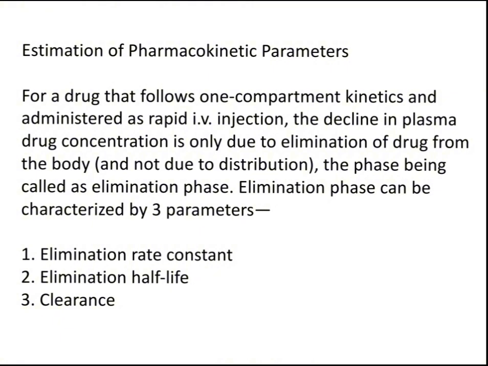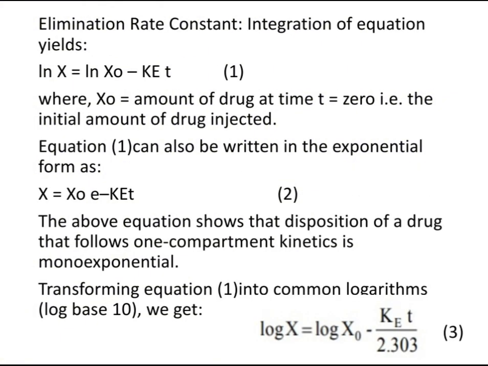Third, clearance. Elimination rate constant. Integration of the equation gives ln X = ln X0 - Ket, equation 1, where X0 is the amount of drug at time t = 0, that is, the initial amount of drug injected. Equation 1 can also be written in the exponential form X = X0 e^(-Ket), equation 2. The above equation shows that disposition of a drug that follows one compartment kinetics is mono-exponential.